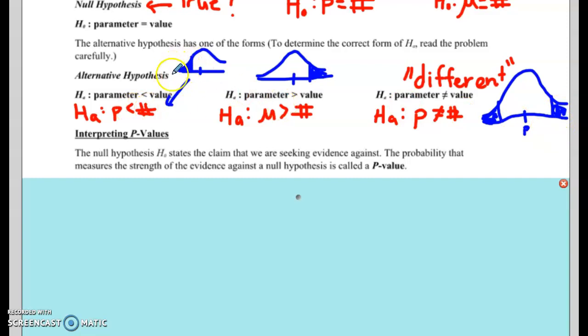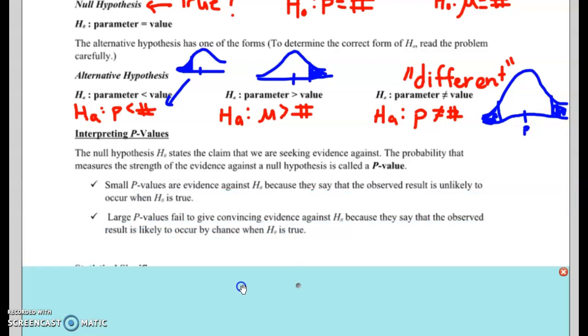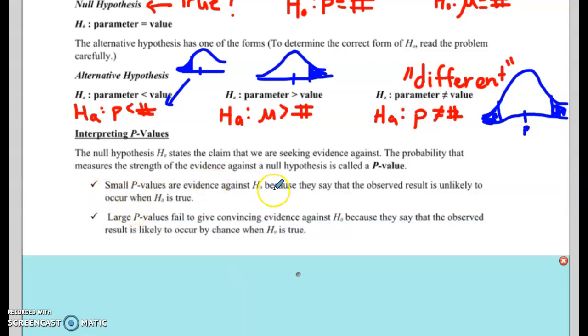For the first two, these p-values are from one tail, as you can see in my picture, and for the last instance with the not equal to, we're going to find probabilities in two tails. Small p-values are evidence against the null. The smaller these blue shaded regions, the less likely they are to occur. So if the null is true and you get some small probability, that's shocking evidence against the null hypothesis. So small p-values are going to lead us to reject the null hypothesis.